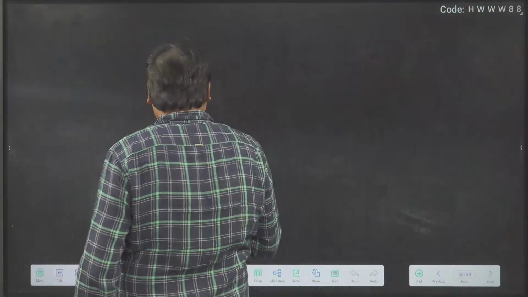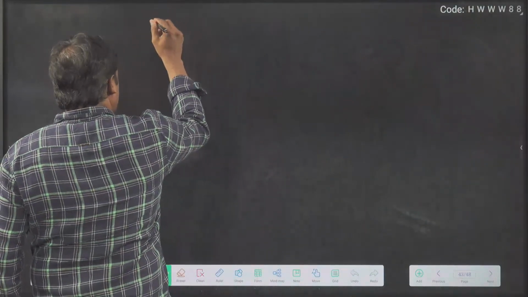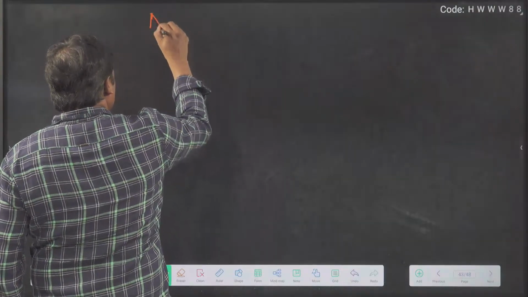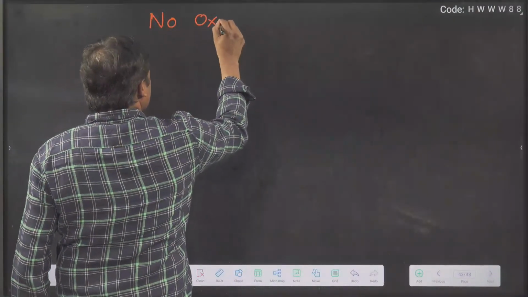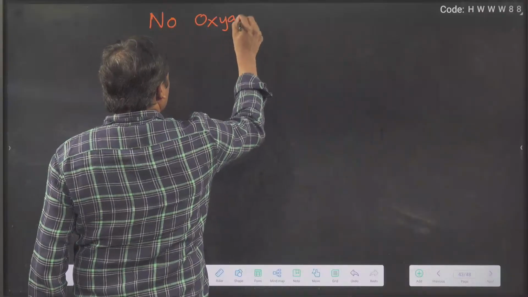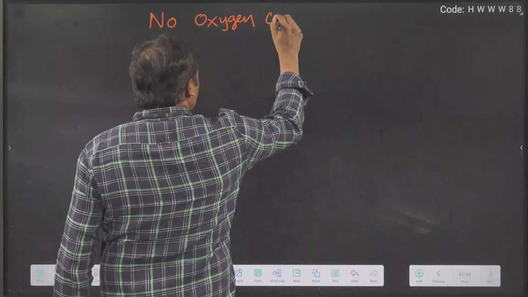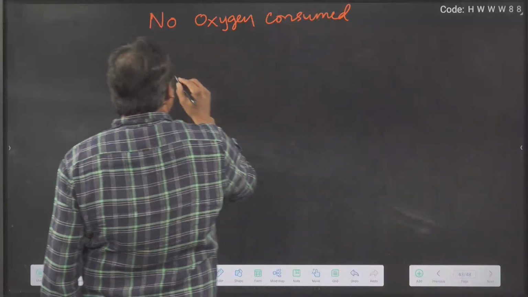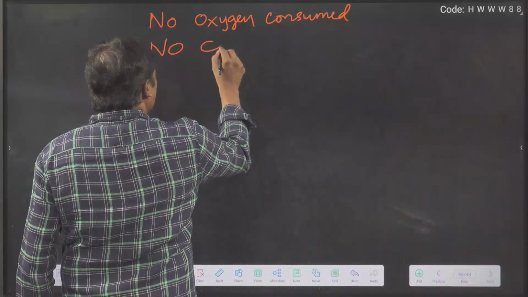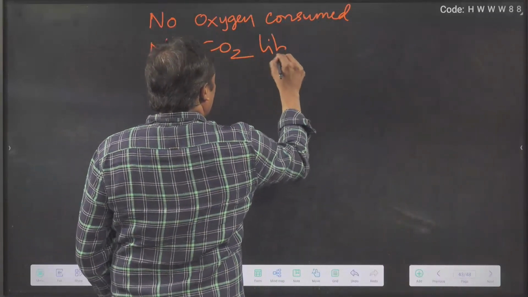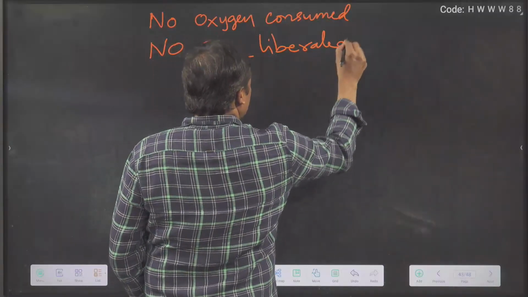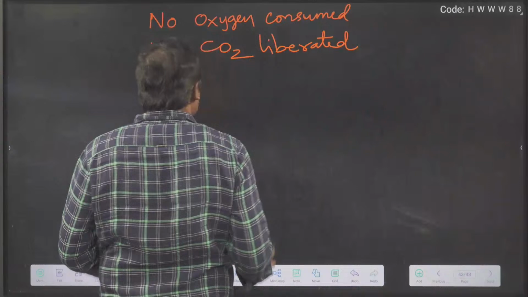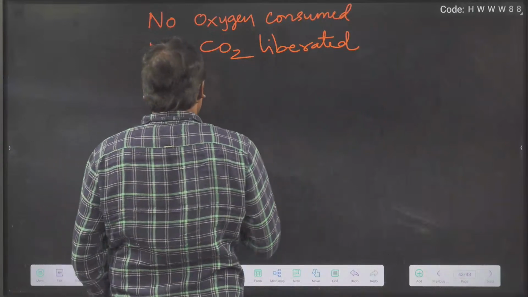Okay? See, in glycolysis, no oxygen is consumed. Oxygen is not consumed. No CO2 is liberated. Yes? So it is independent of oxygen, I told you. Whether oxygen is present or not, glycolysis takes place.